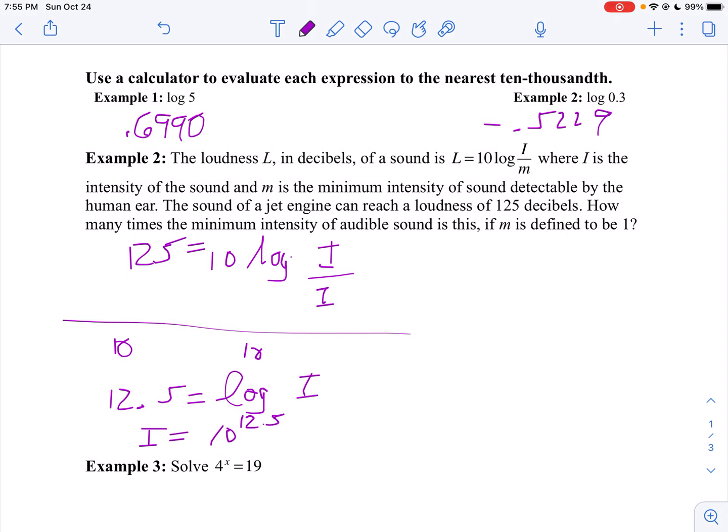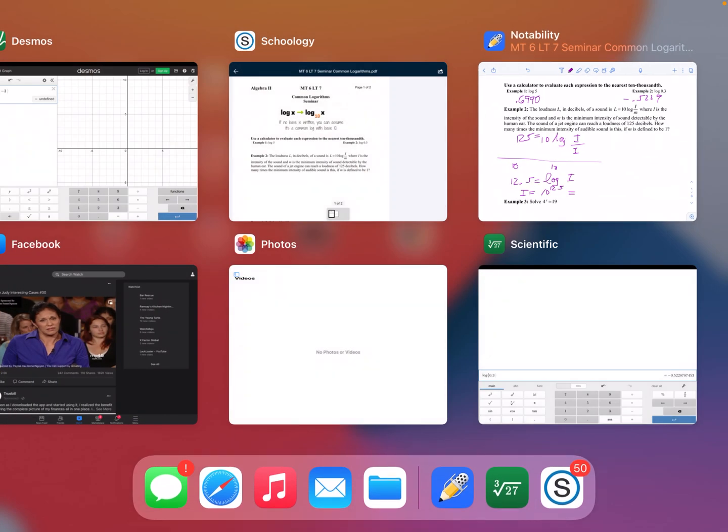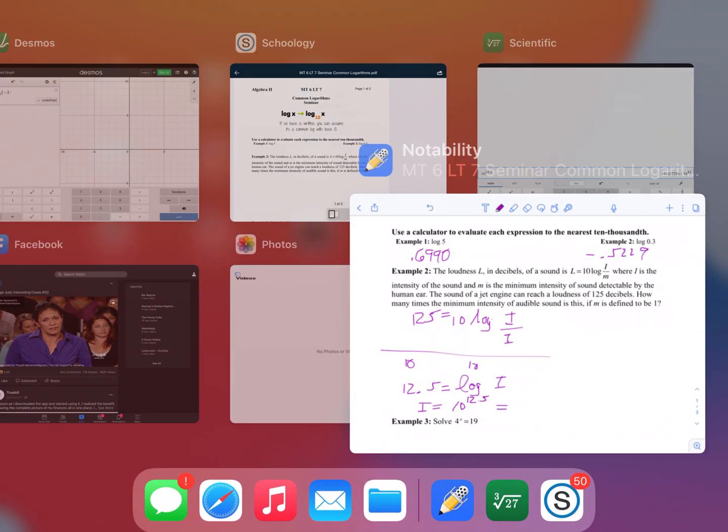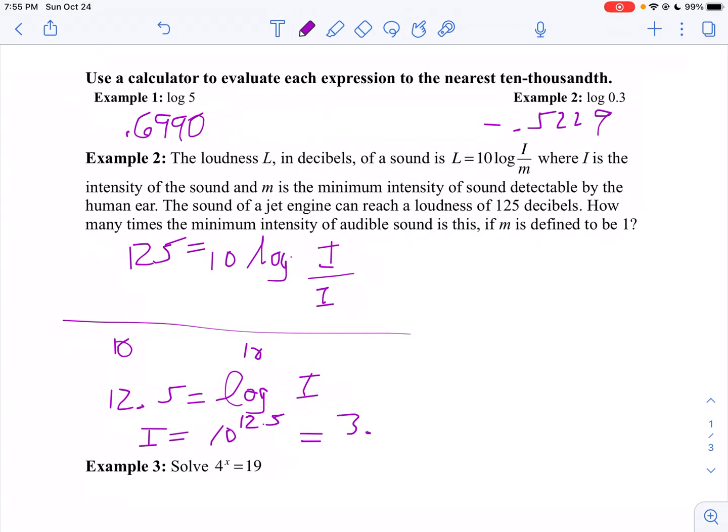So that's going to be a big number. That's 1 followed by 12 zeros, and a little bit bigger than that. So if I look at my calculator, if I take 10 to the 12.5 power, I get 3.16 times 10 to the 12th. So that intensity is pretty up there.